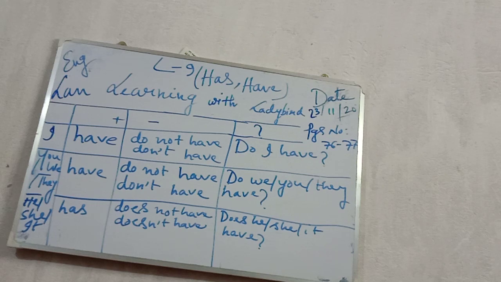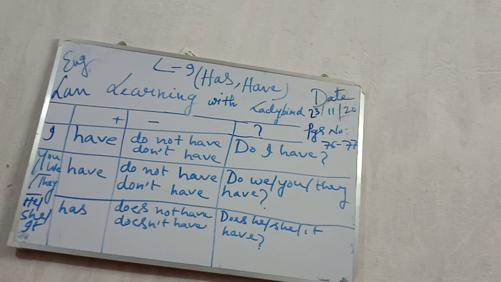Natalia is a girl and Marco is a boy. See, Natalia does not have an apple. She doesn't have an apple. It means this sentence is in negative form.